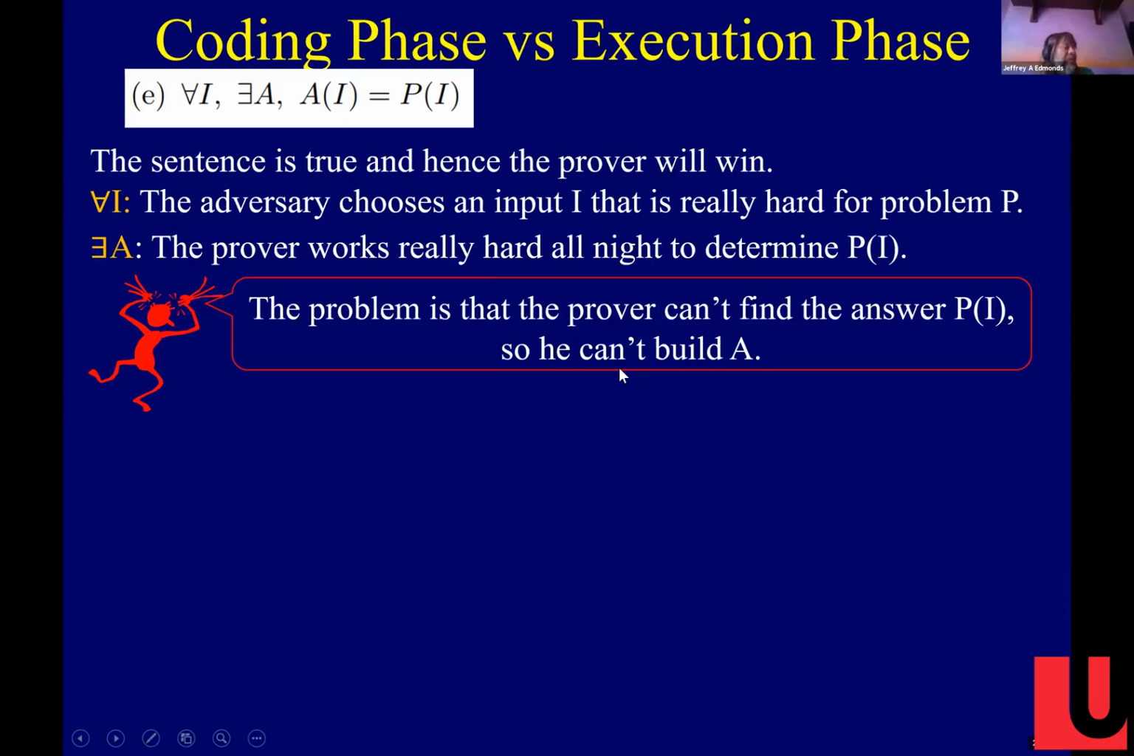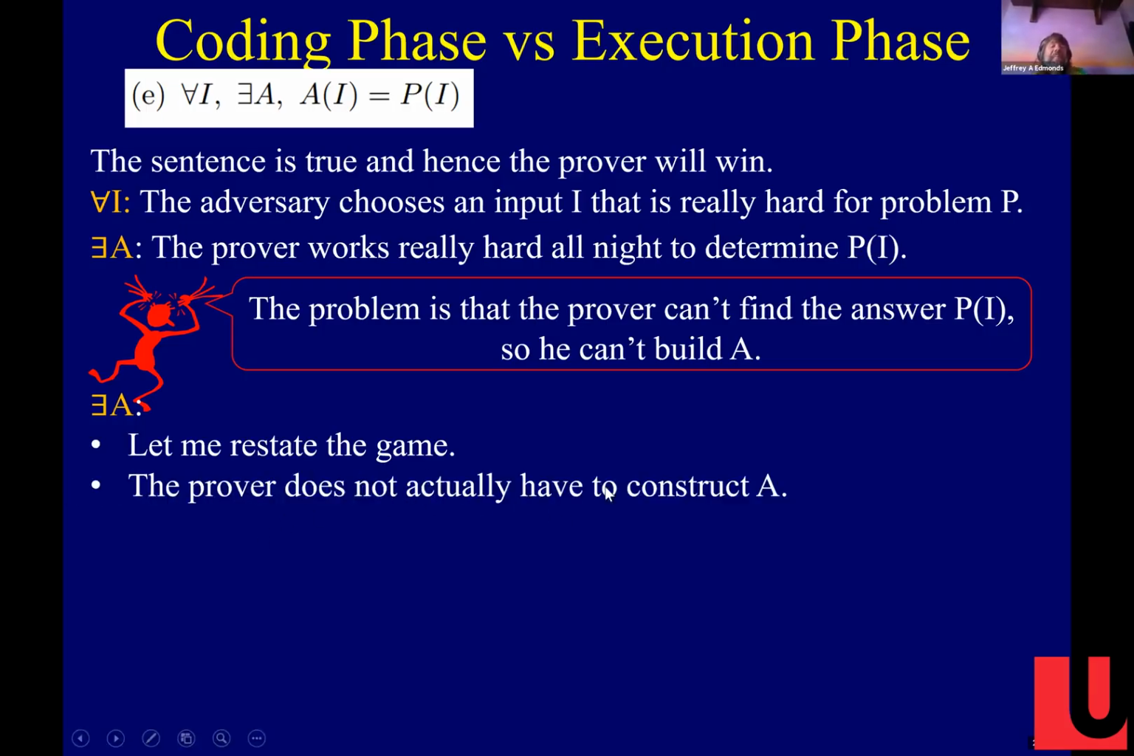So he can't actually build the algorithm, right? He knows the problem is the halting problem. He knows the input is some crazy hard input, but he doesn't know what P of I is. Well, let's restate the game again. When we say exists A, we're not saying that I can construct the algorithm. It's just saying that the algorithm exists, right? So the prover doesn't have to actually construct it. Instead, the prover just proves that it exists.